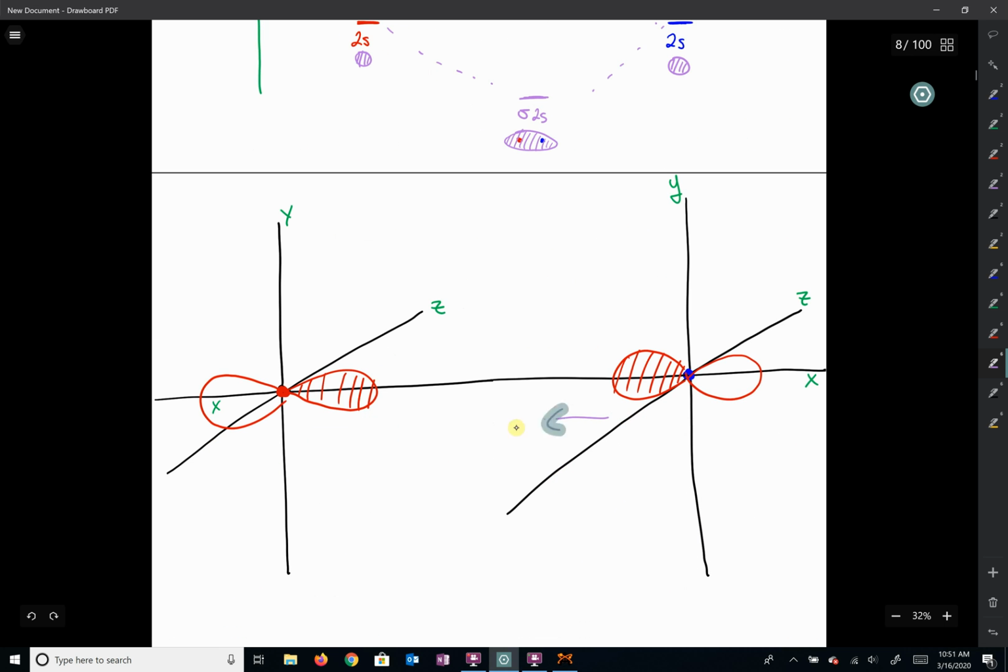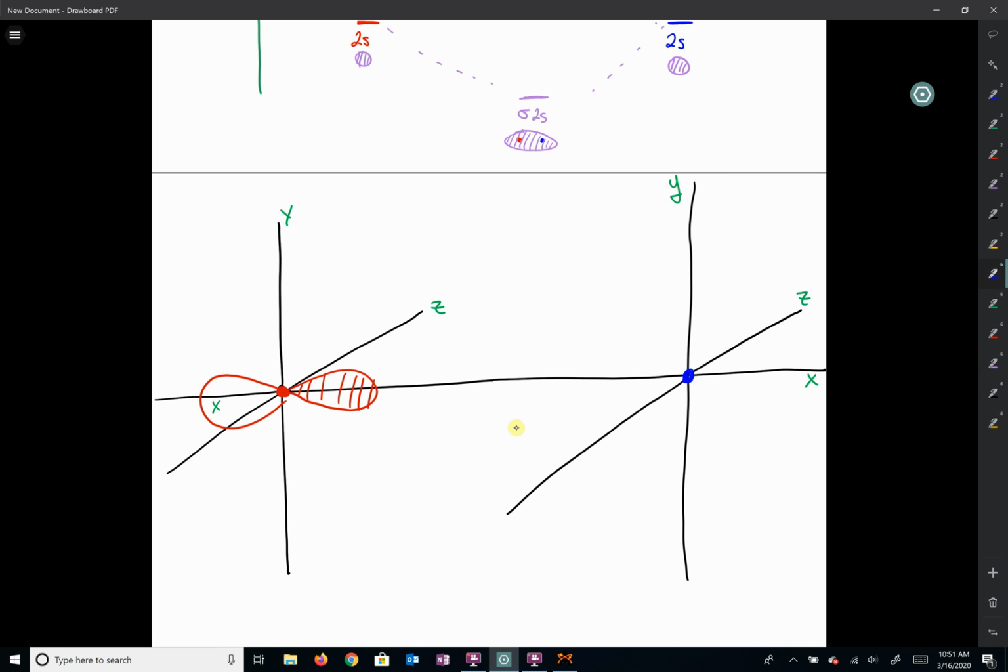So let me pause here for just a second. Let me erase this. Whoa, no. Not what I wanted to erase. That's okay. So what I want to show you guys real quick is some of this visualization here, so what does and what doesn't make a bond. So let's imagine that we bring in the px orbital there in the red atom, but let's bring in the py orbital over here, okay? What would happen if we mix these two orbitals together?